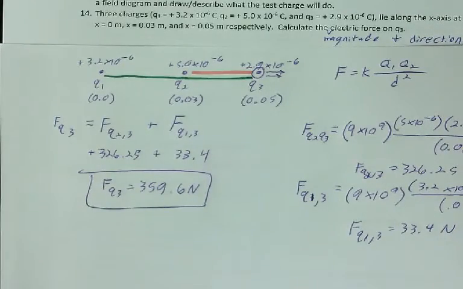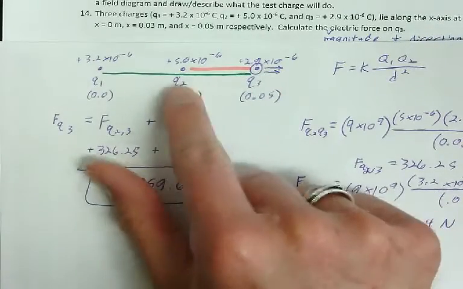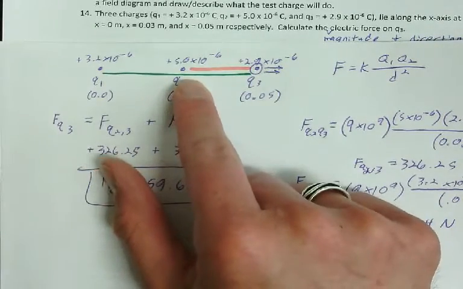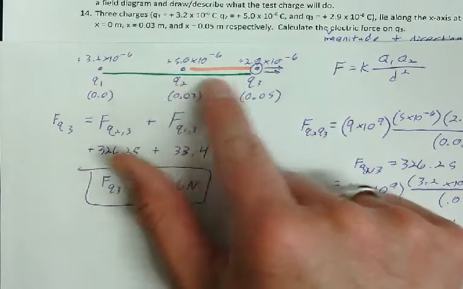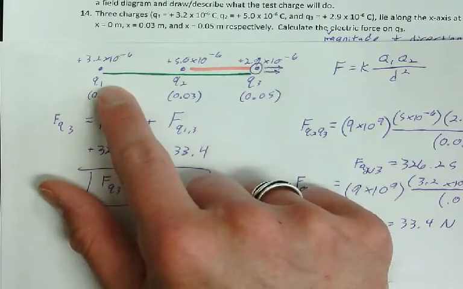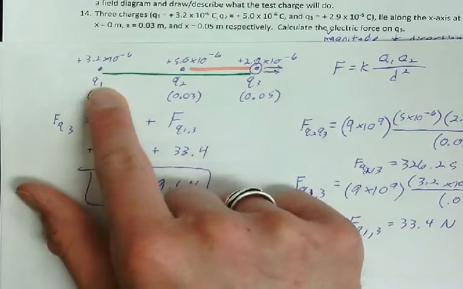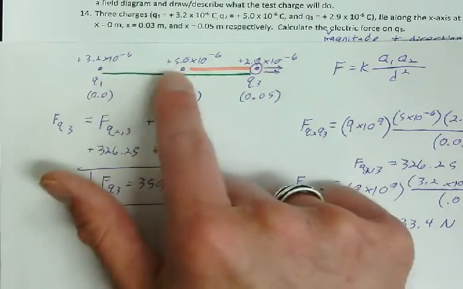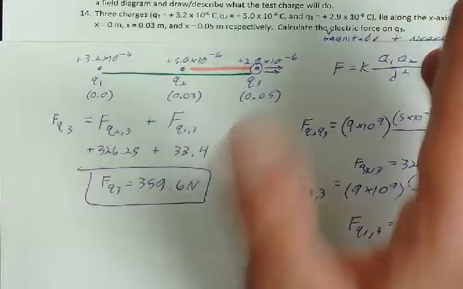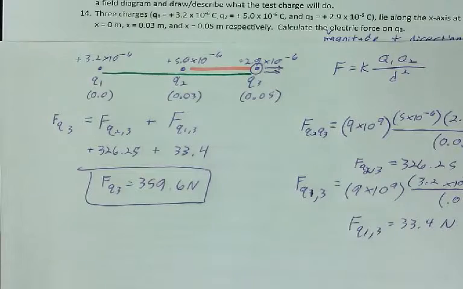This would obviously change if I was looking for Q2. If I was looking for Q2, it would be repelled to the right from Q1, but it'd be repelled to the left by Q3. If I made one of these negative instead of positive, that would also change. There are a lot of places where that can change, but that's the basic idea of how to solve the problem.